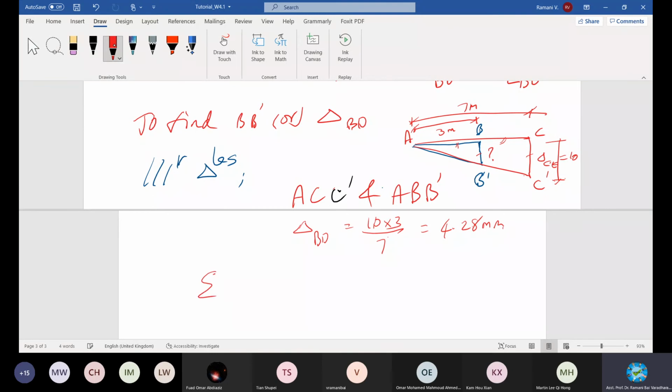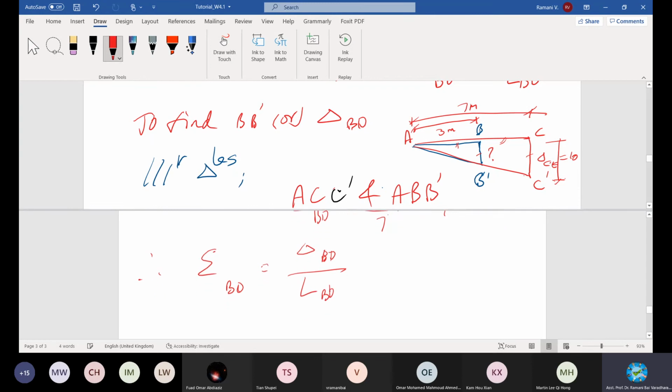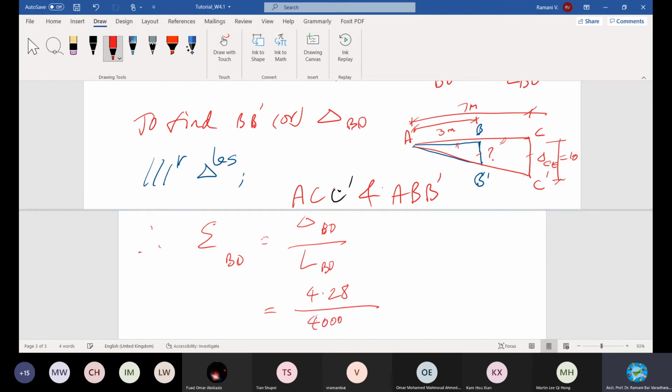Therefore, the strain in wire BD is, by definition, the change in BD over the original length. You have to really understand where the deformation is and substitute the deformation accordingly. Delta BD, we just calculated, is 4.28 divided by the original length, 4000 mm. Thus I end up with 0.00107 mm per mm.